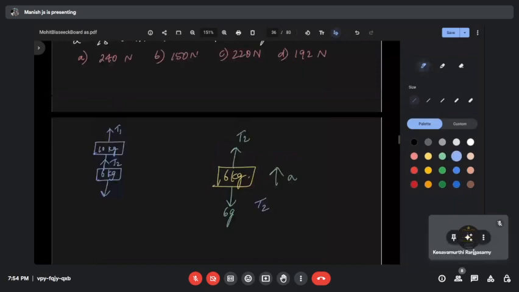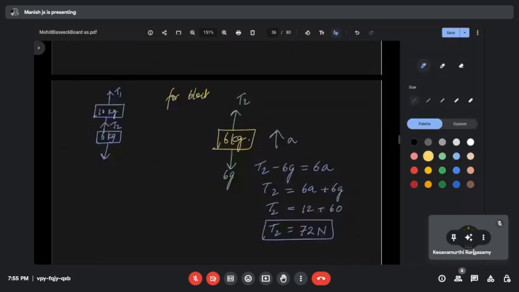So T2 is equal to 6 into 2, that is 12, plus 60. How much is that? So T2 is 72. I have applied this for the block of 6 kg. Now I am going to the block of 10 kg.